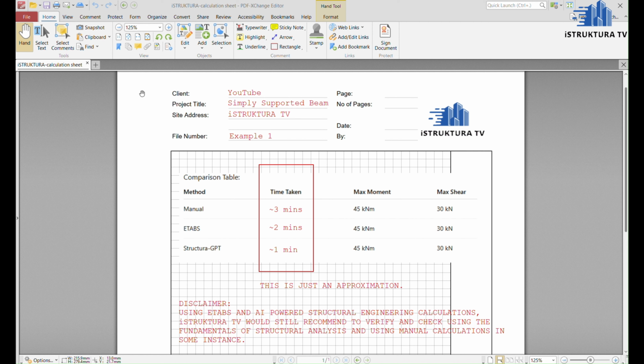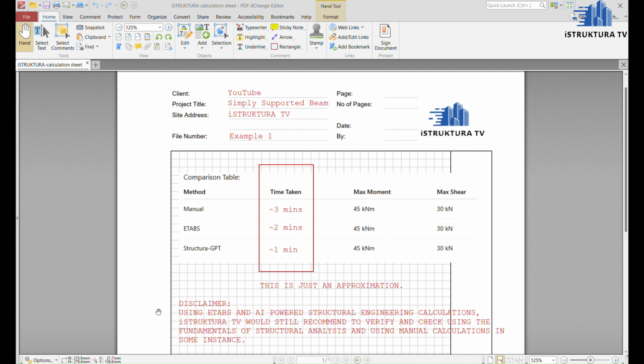We have here a comparison table showing the maximum moment and maximum shear results. It shows that for all three methods, manual, ETABS, and AI Structura-GPT, the results are the same. The main difference lies in the time taken, which is only an approximation and can vary depending on the complexity of the task.